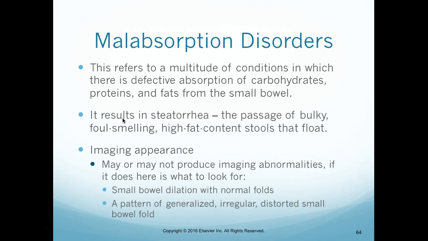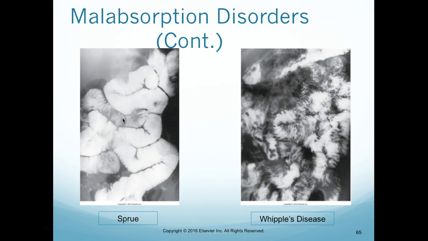So small bowel dilatation with normal folds, or you're going to get a pattern of generalized irregular, distorted small bowel folds. And this is what it looks like. So you have this widened small bowel. It's bigger than what it's supposed to be, but there's no obstruction. And you can see there's a lot of mucus within it. You can see through and see the mucus. So this is a malabsorption disorder of some sort. What kind? It says it's sprue. Okay, I believe them. I have no idea.